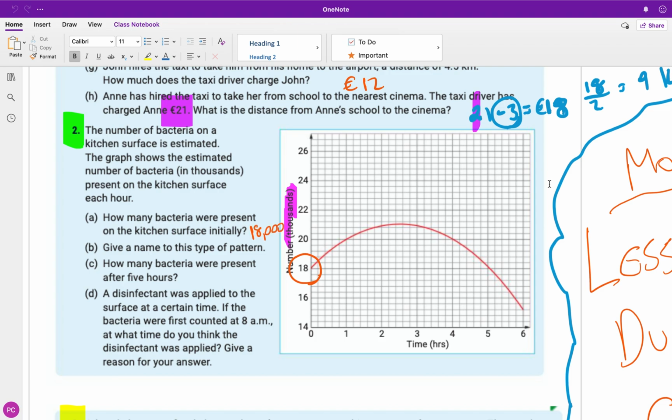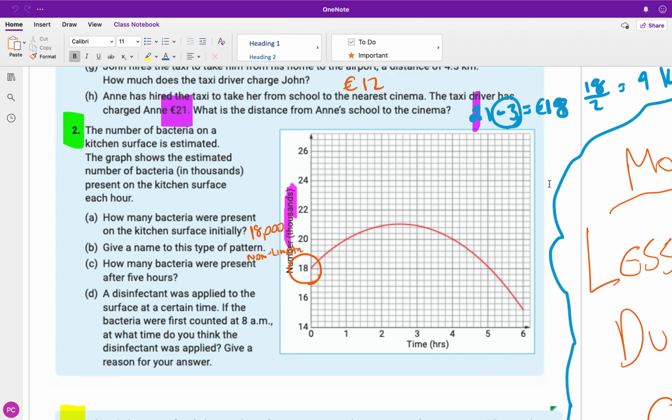What is a name for this type of pattern? Remember we had linear and we had the other one. Is it a straight line? It's not. So the name of this pattern is a non-linear pattern. If you wrote quadratic, I'd give it to you because it's a curve.